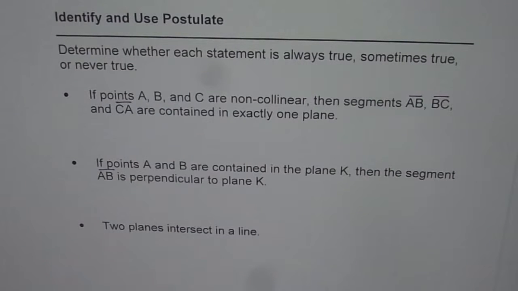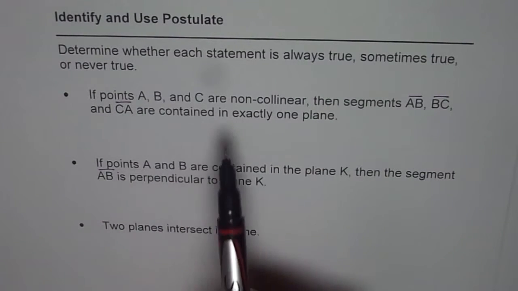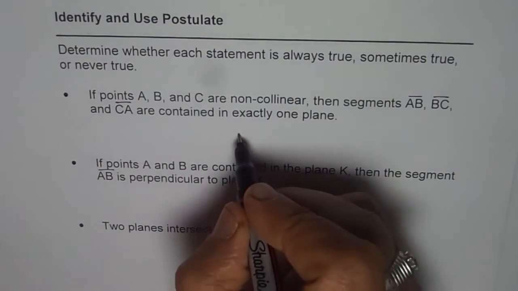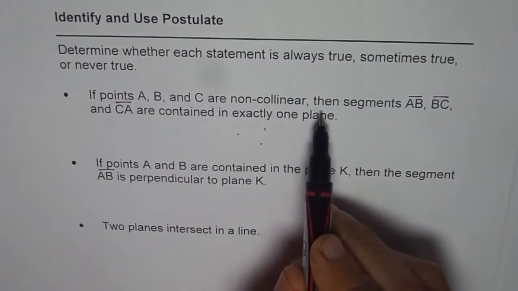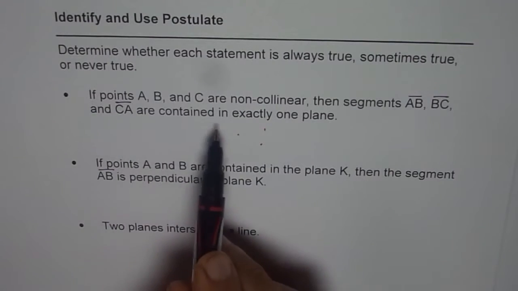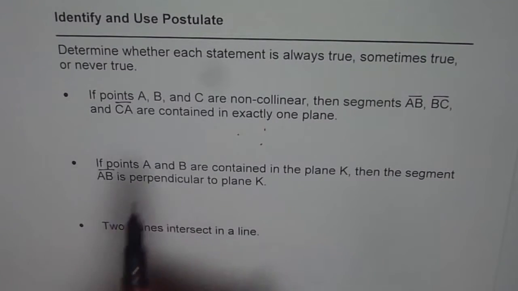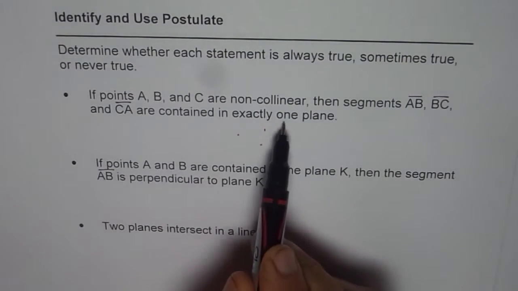Let us now apply the knowledge of postulates and discuss these statements. The question here is, determine whether each statement is always true, sometimes true, or never true. The first one is, if points A, B, and C are non-collinear, like this, then segments AB, BC, and CA are contained in exactly one plane. The whole segments AB, BC, and CA are contained in exactly one plane.